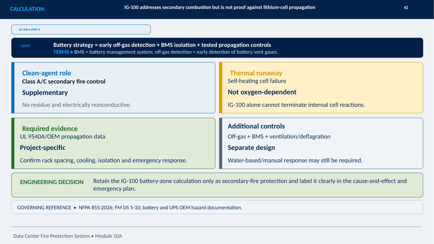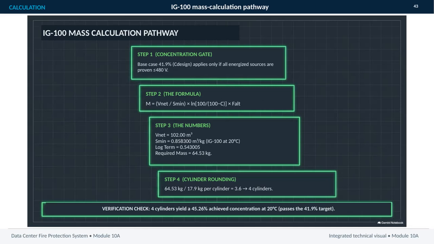The governing references are NFPA 855:2026, FMDS 5-33, and the applicable battery and UPS manufacturer hazard documentation. This slide walks through the IG-100 mass calculation in 4 steps. First is the concentration gate. The base case design concentration of 41.9% applies only when every energized source has been proven to be 480 volts or less. That condition determines whether this pathway can be used.